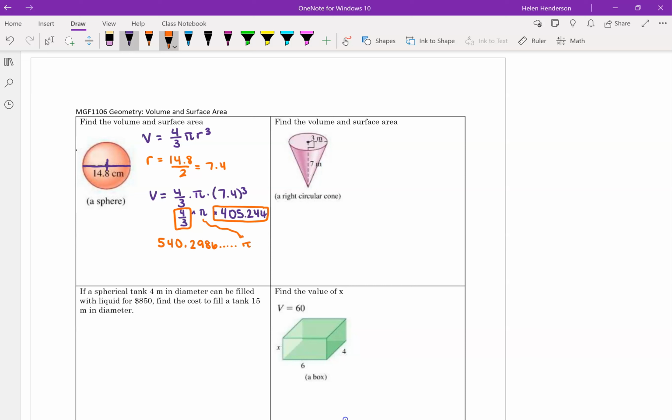So my answer here, if we round it to 2 decimal places, so 29, you look to the right, that's 5 or more, so we're going to bump it. But 9 rolls over, and we'll call it 0.3. So we'll have 540.3 times pi. And that was a volume, so it's a cubic number, centimeters cubed.